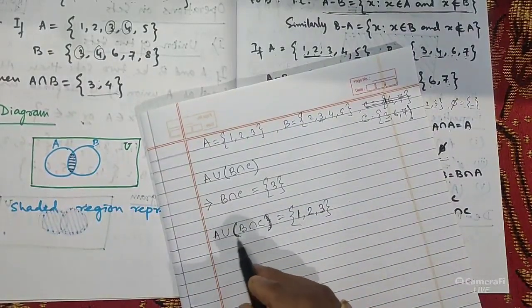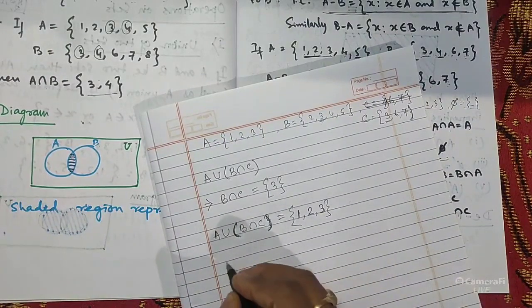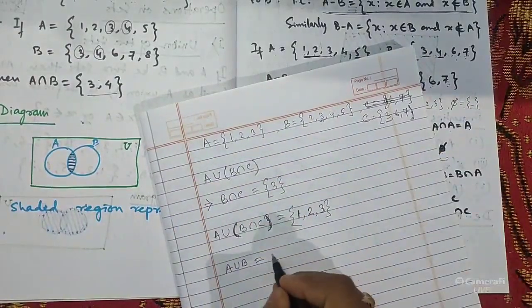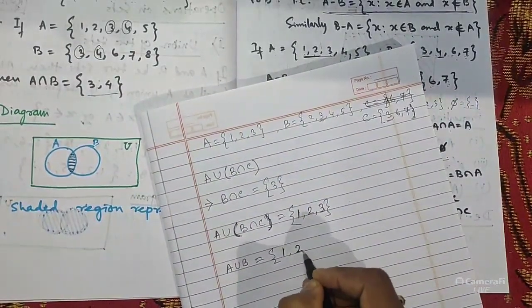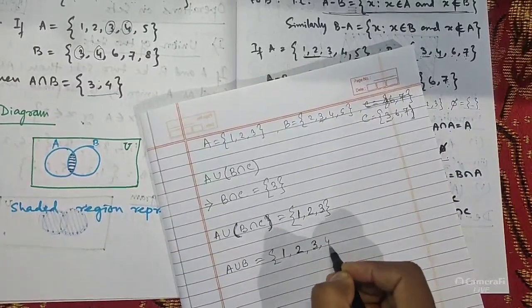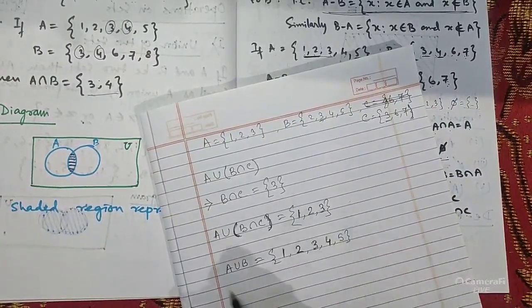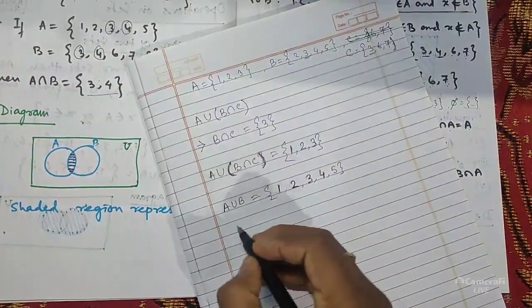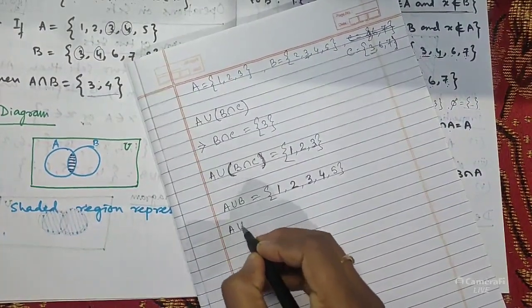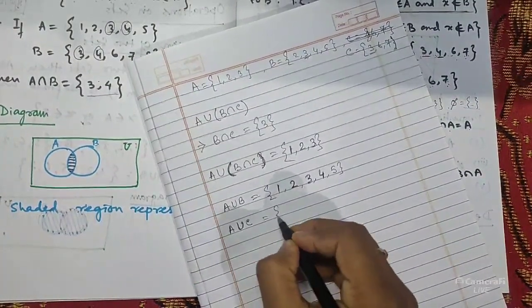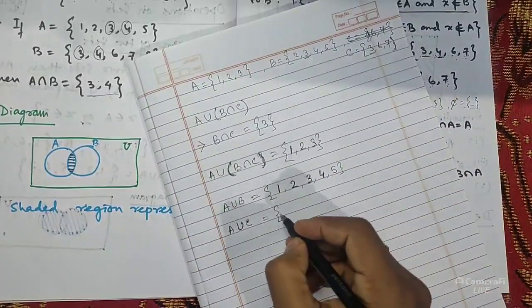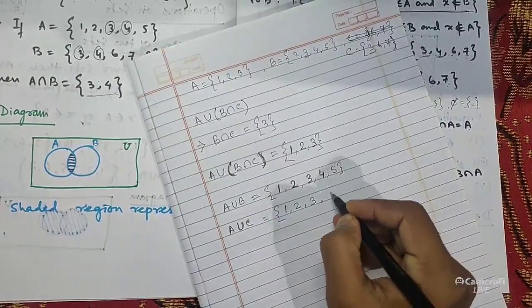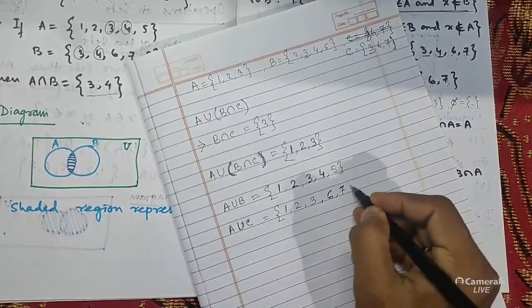So this is the value of A union B intersection C. Now let me find the value of A union B only. What will be the value of A union B? 1, 2, 3, 4, 5. This is A union B. And what will be the value of A union C? A union C value will be 1, 2, 3, 6, 7.